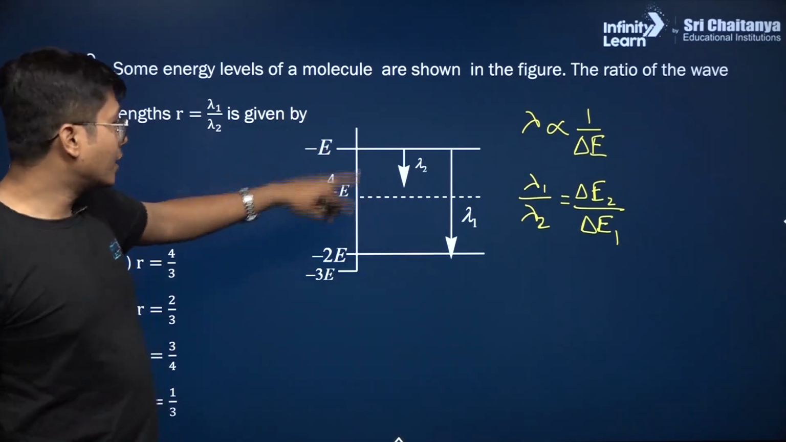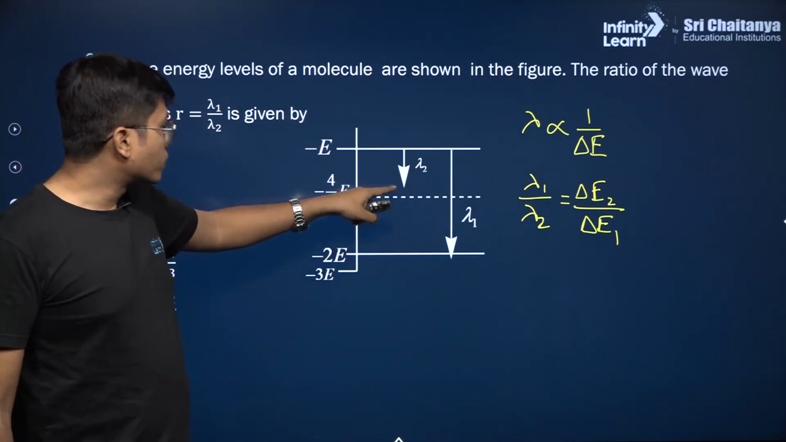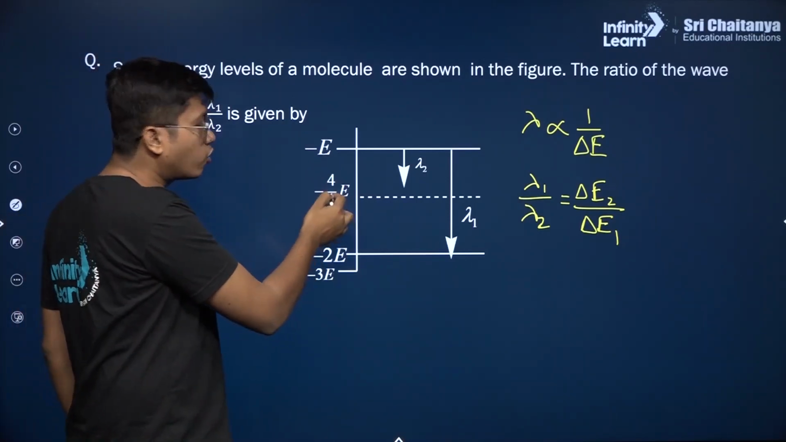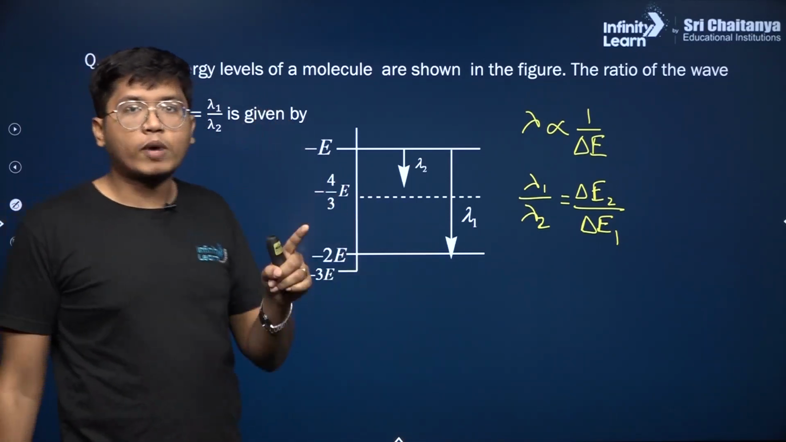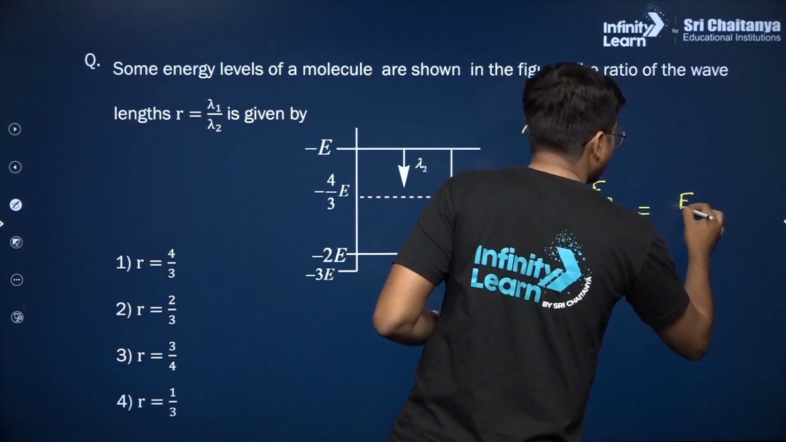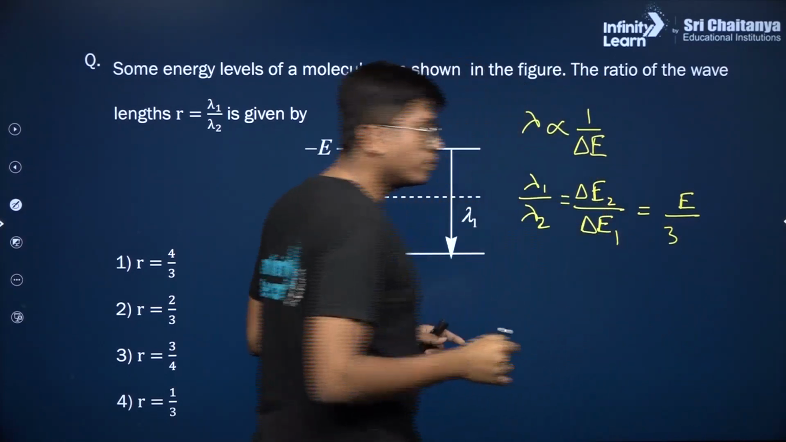Now delta E2, let's see, this is lambda 2. How much is the change in energy? You go from minus E to minus 4 by 3E, which means the change in energy is 1 by 3E. So we put that in here, it's E by 3, delta E2.